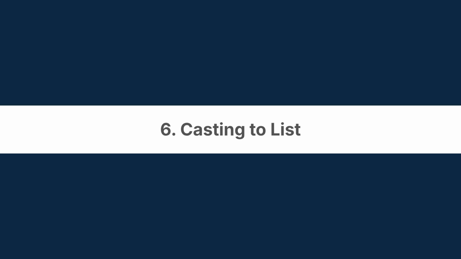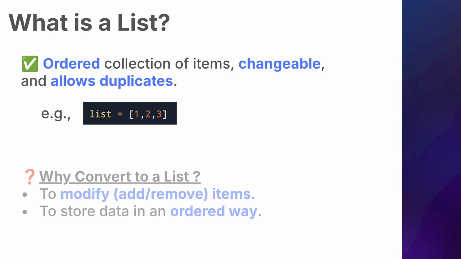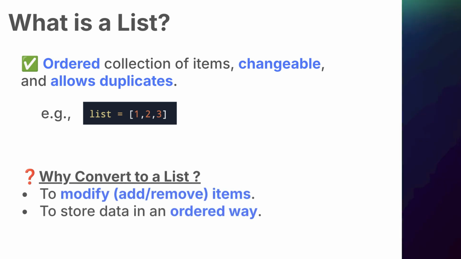6. Casting to list. What is a list? A list is an ordered collection of items, changeable, mutable, and allows duplicates. Why convert to a list? To modify items like adding and deleting items. Also to store data in an ordered way.